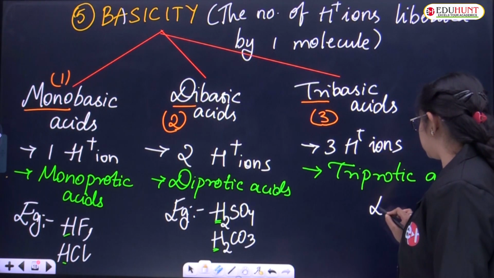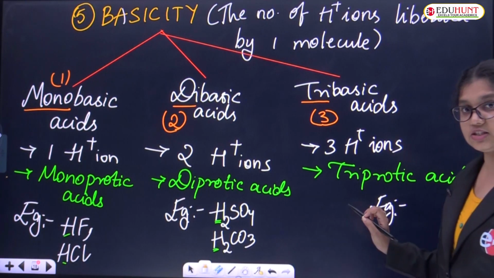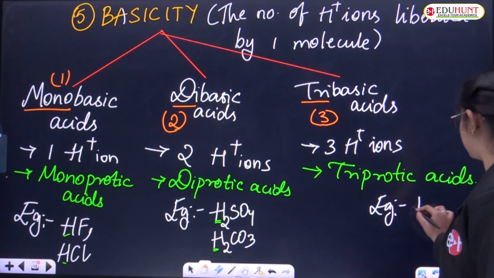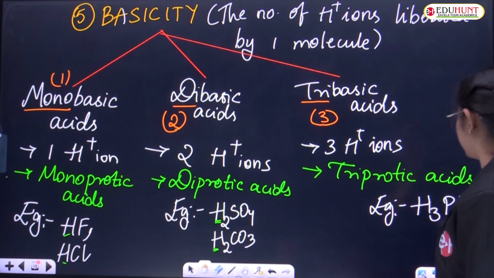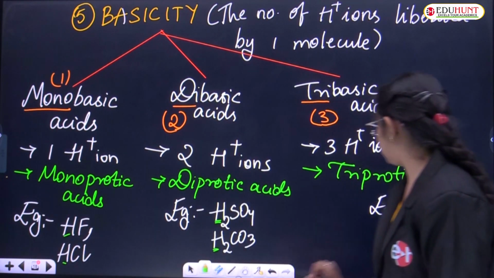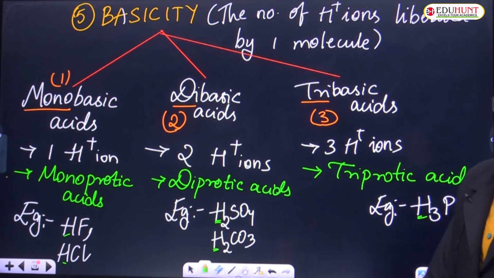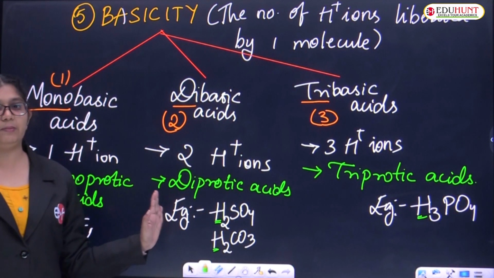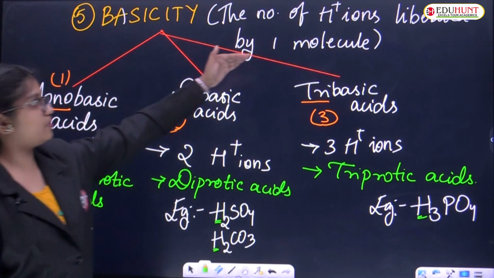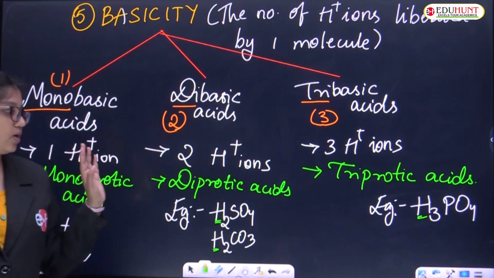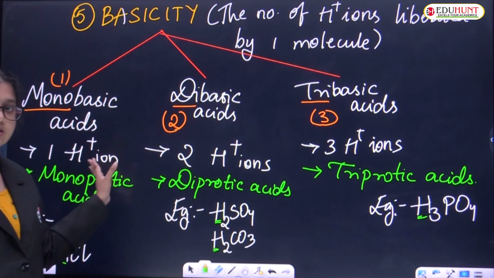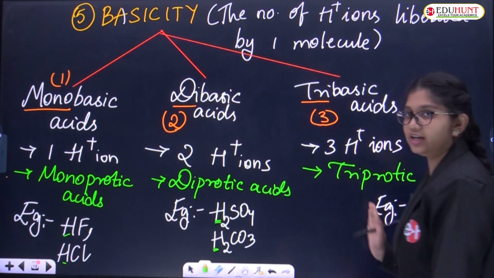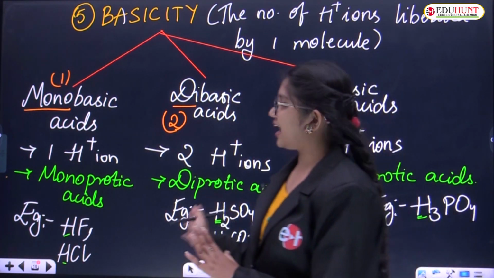Now what about triprotic or tribasic acids? It should contain 3 H plus ions. We can write here H3PO4, phosphoric acid, which means this will contain 3 H plus ions liberated by one molecule. So this is all about the simple classification based upon basicity, which means the number of H plus ions liberated by one molecule. It is again classified into 3: monobasic, dibasic, tribasic, also called monoprotic, diprotic and triprotic. Clear? The examples and all. This is an easier classification to remember, children.